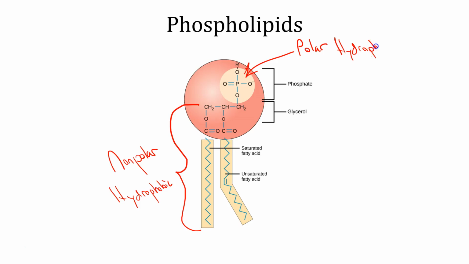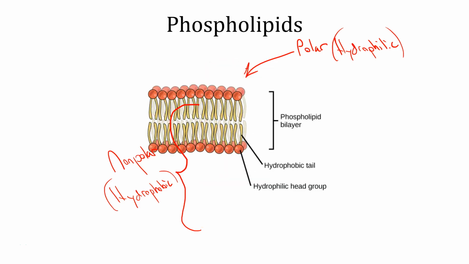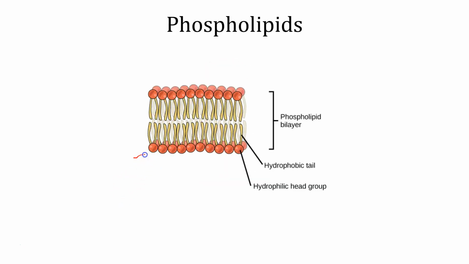And so it's kind of interesting that you would have a molecule that's both hydrophobic and hydrophilic. And that's what lends to its unique properties in our cell membrane. So your cell membrane is made up of a whole bunch of these. Here's an example.